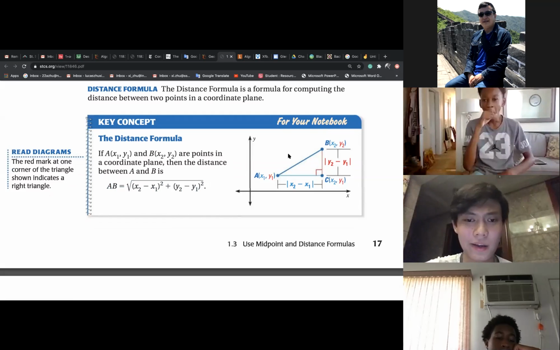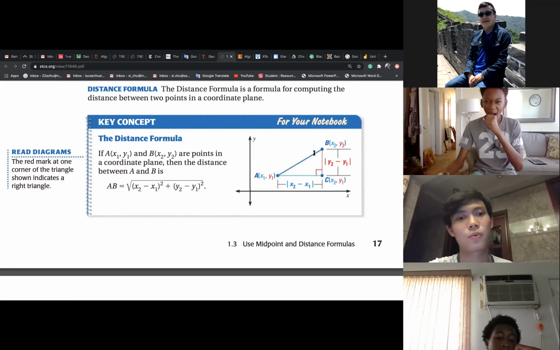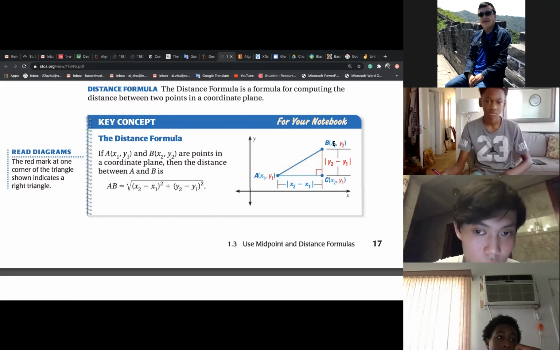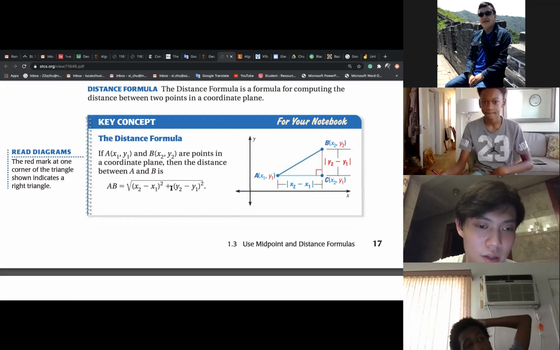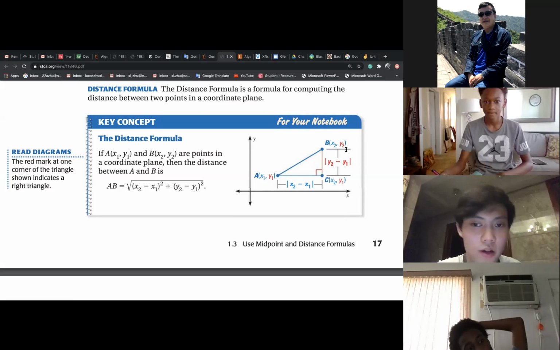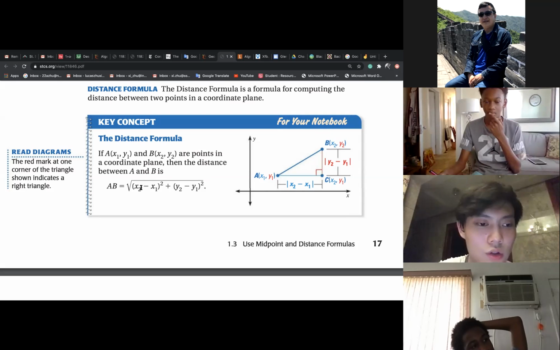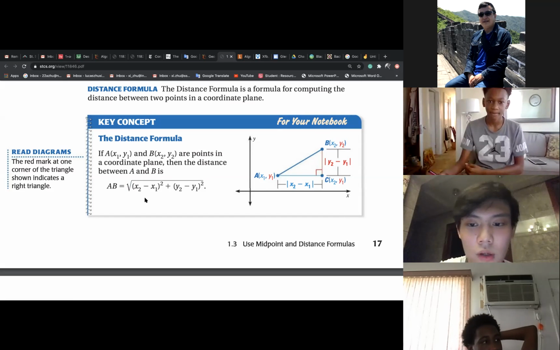It's pretty similar to the midpoint formula, but for this one you start with x2 and you minus x1 and you square it, right? And then you plus y2 minus y1 and you square it. And for the entire value, you take the square root of it. Have you guys learned square root? Yeah, we learned square root. Okay.